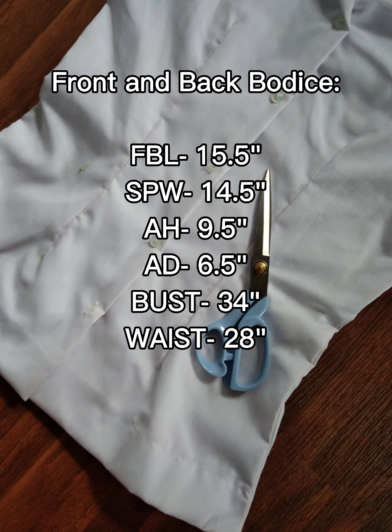Let's say that your full bodice length is 15.5 inches, shoulder point width is 14.5 inches, apex height is 9.5, apex distance is 6.5, your bust circumference is 34, and your waist circumference is 28. Draw a vertical and horizontal line as construction line by using L-square.